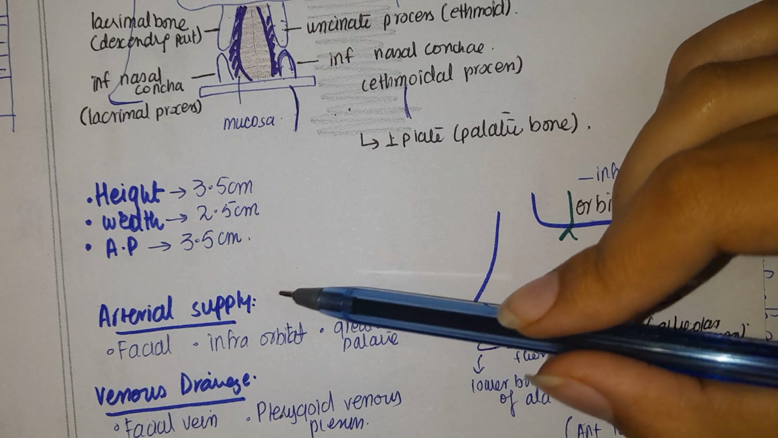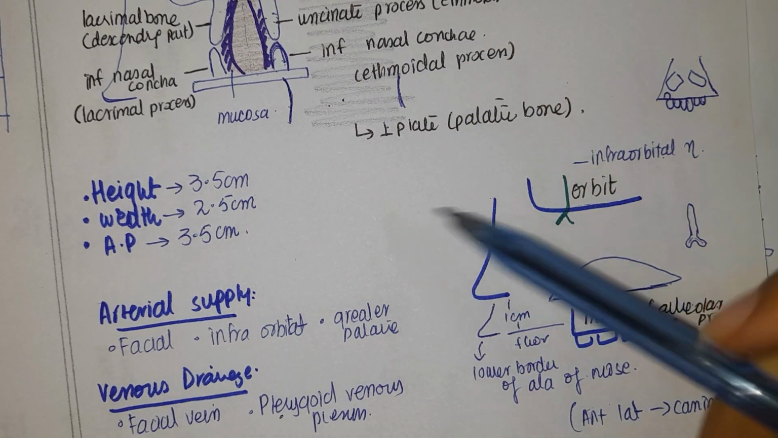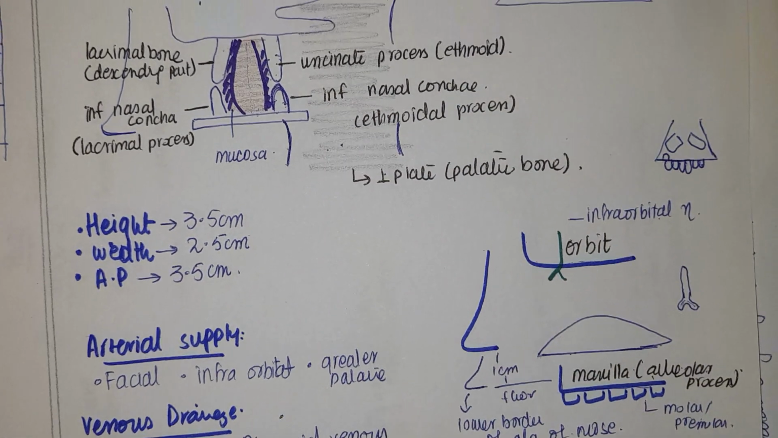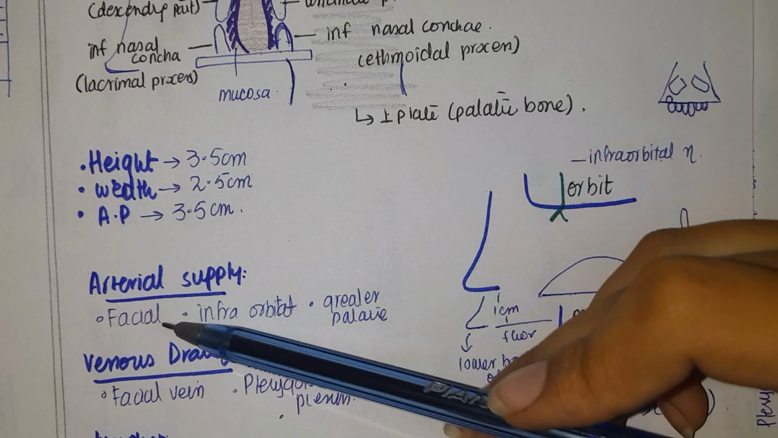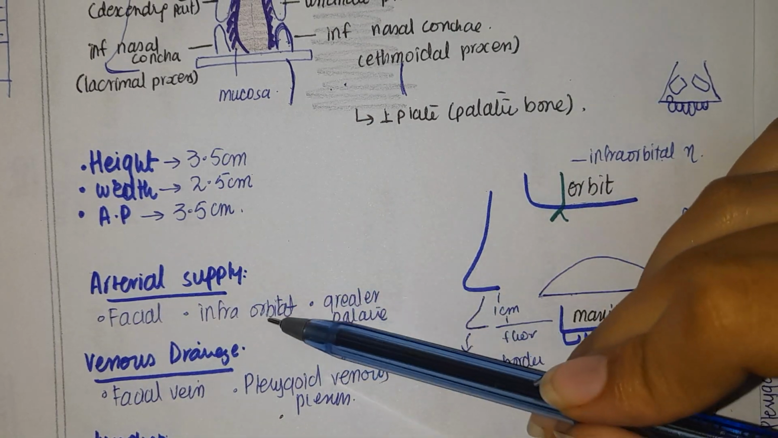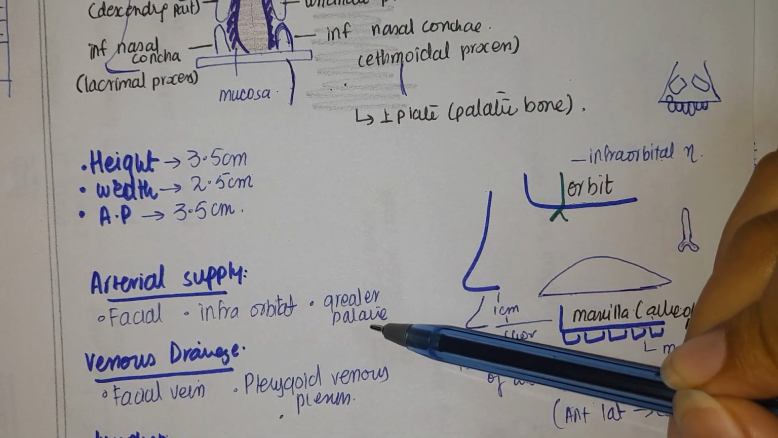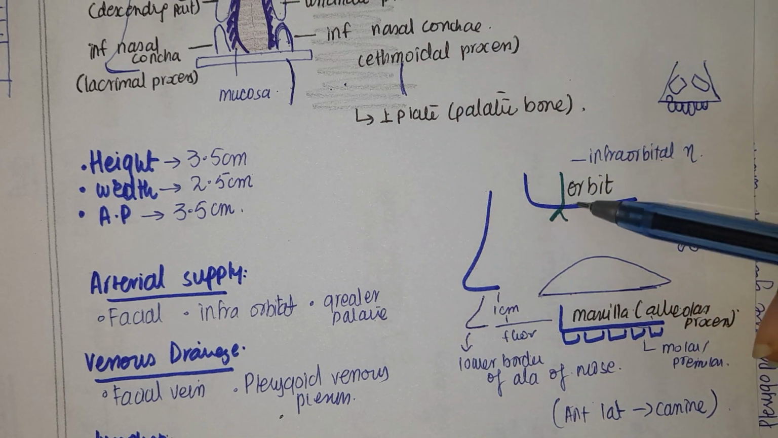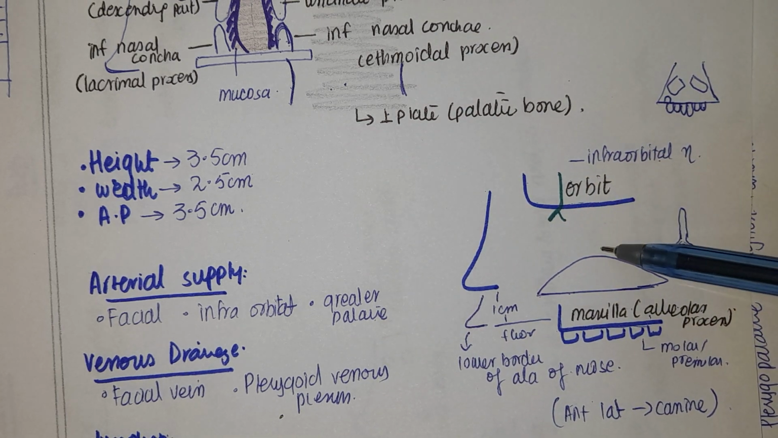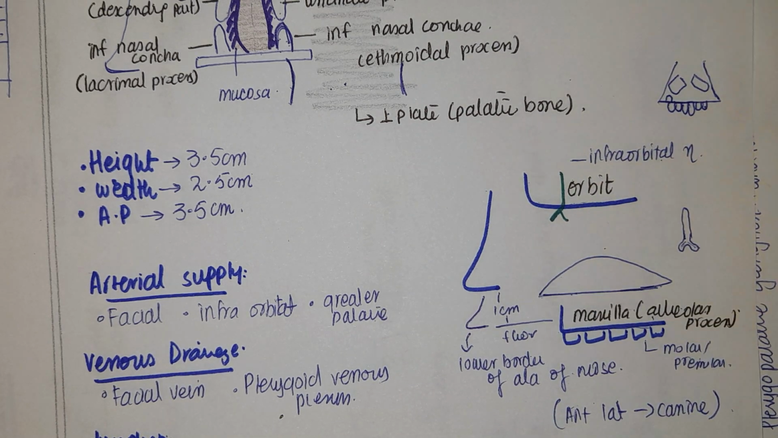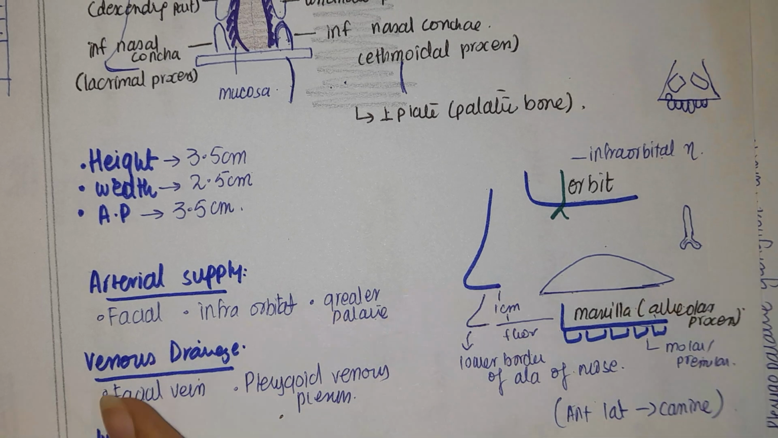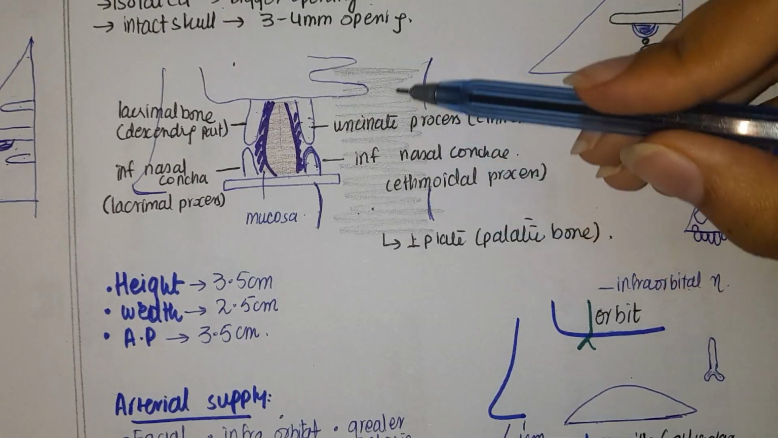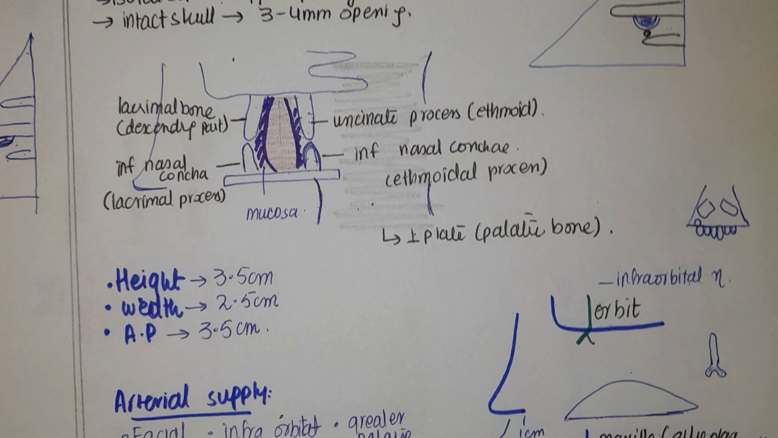Now we will go towards its arterial supply. Since the maxillary sinus is located in the face, it is supplied by the facial artery, then by the inferior orbital artery and the greater palatine artery. Why is it supplied by the inferior orbital? Because it is below the orbit. Why is it supplied by the facial? Because it is in the face, and the greater palatine because posteriorly we have the palatine process of the palatine bone.